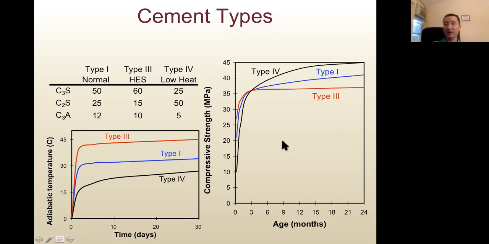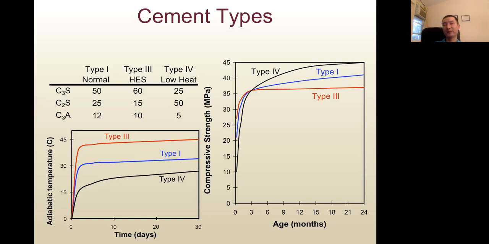The figure on the right shows us the strength development. Type 1 cement is always in the middle, the blue line. For type 3 cement, it has higher early age strength up to around 1 to 3 months. But at later age, the strength will be caught up by type 1 and type 4 cement. For type 4 cement, for the first 1 to 3 months, it will have lower strength, but the strength will later catch up and be higher than type 1 and type 3 cement. So the faster hydration speed will have higher early age strength, but final strength will be lower.